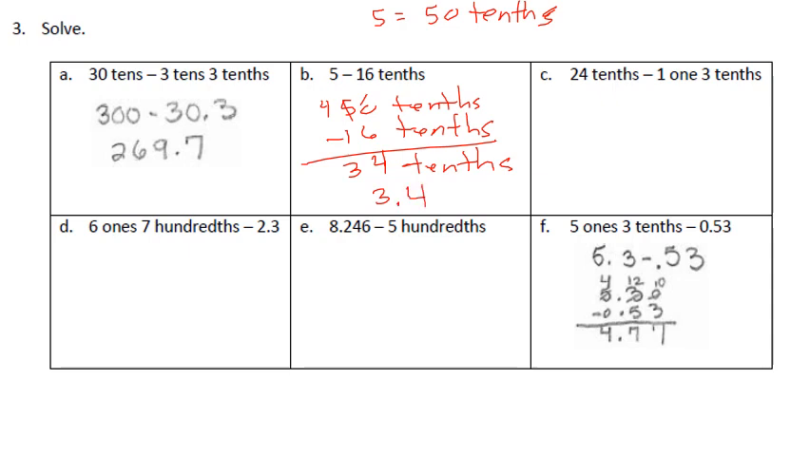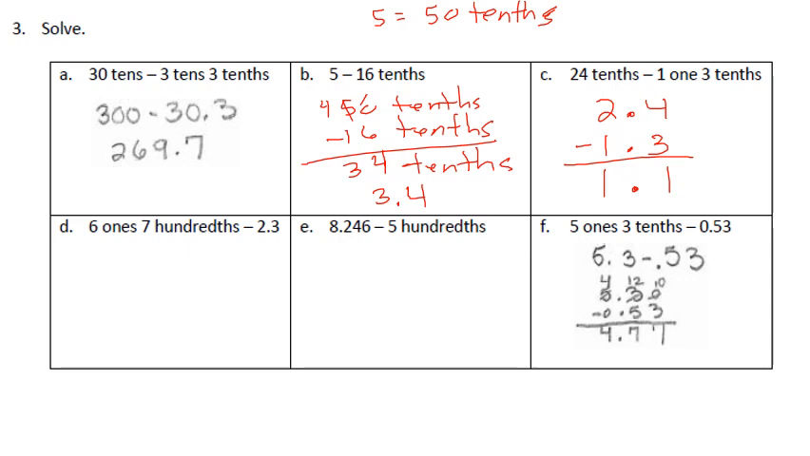Now on this one, I could go ahead and regroup this. Let's go ahead and do this in standard form. I know 24 tenths is the same as 2 and 4 tenths. And I know 1 and 3 tenths. Doesn't matter which one you use, you pick the strategy that's best for you, whether it's unit form or standard form.